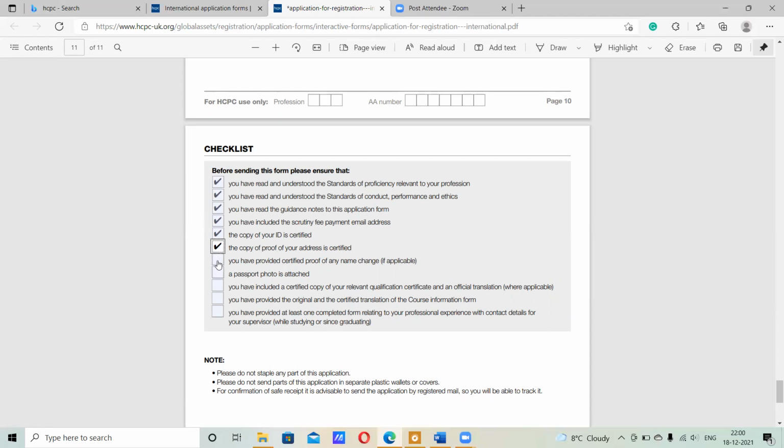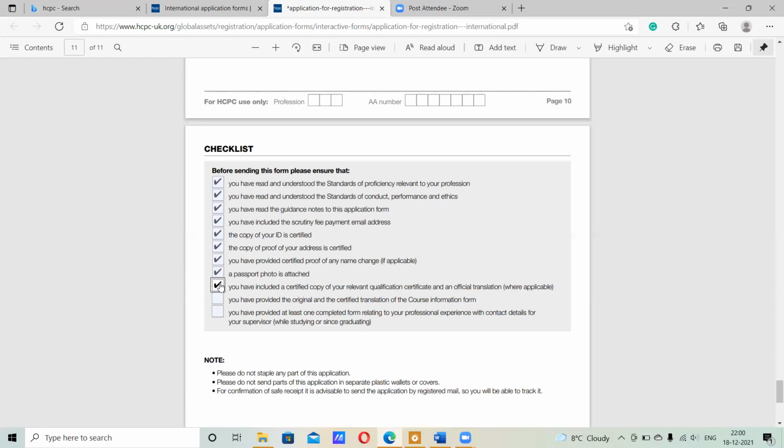You also need to have proof of any name change that you have undertaken in the past few years. And this could be because you are married and you have a name change. Your passport photo should be attached to the first page of the application form. You also need to have certified copies of relevant qualification certificates. Now, this is crucial. This is important.